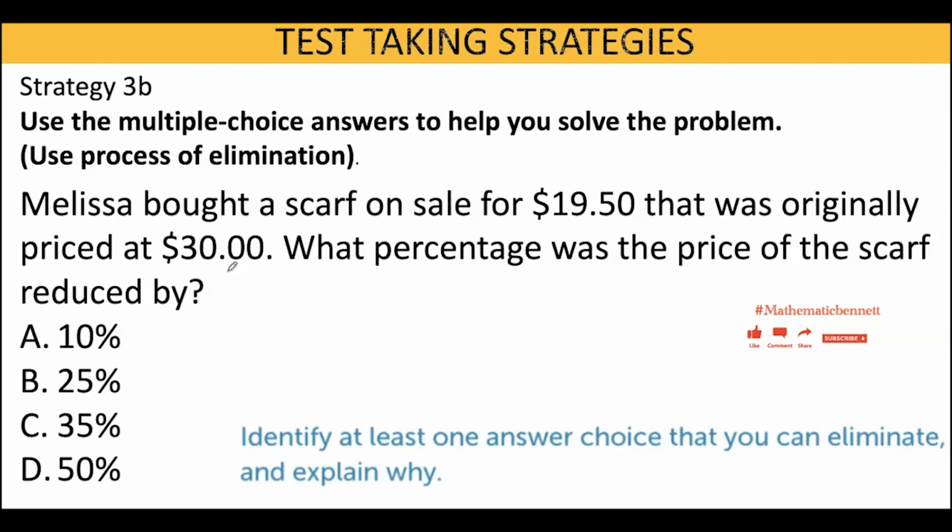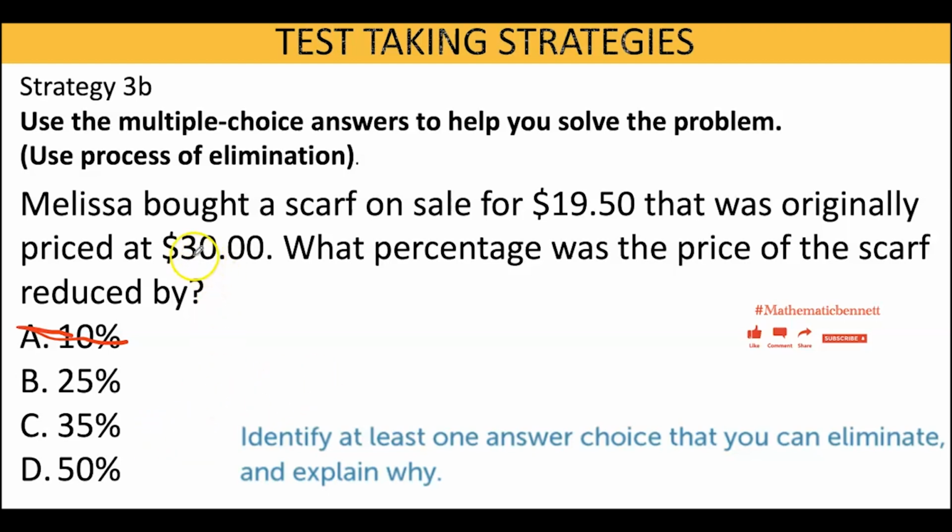Alright, so for this strategy, we need to identify at least one answer choice that can be eliminated and explain why. Alright, since the original price was $30, think about it. 10% of $30 would be $3. So if 10% came off, that would be $27. So we know that this cannot be the answer because 10% is too low. So we know our answer must be greater than 10% because 10% is just $3. And it looks like about $10.50 came off.